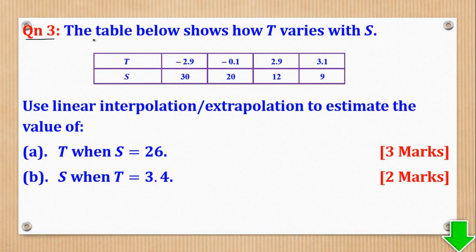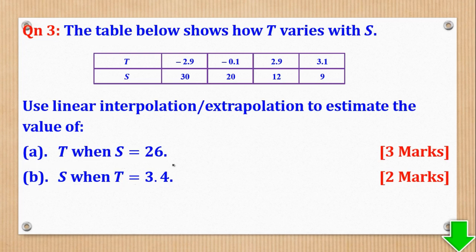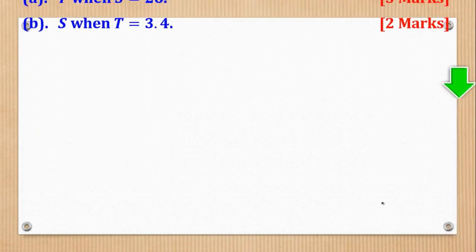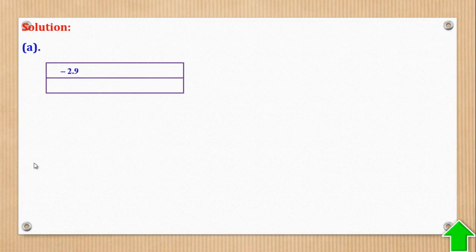Then question 3 says, the table below shows how t varies with s. Use linear interpolation or extrapolation to estimate the value of t when s is 26 and s when t is 3.4. So we shall first get the value of t when s is 26. Here we shall first extract out the values we want. 26 is between 30 and 20, and that is why we're putting it in between there. So the value of t is what they want us to get.